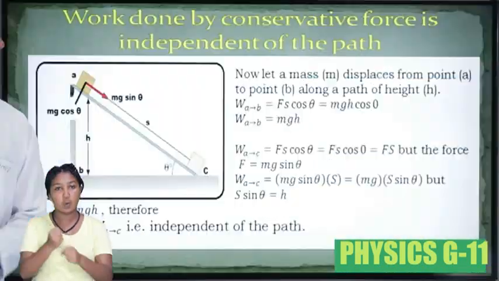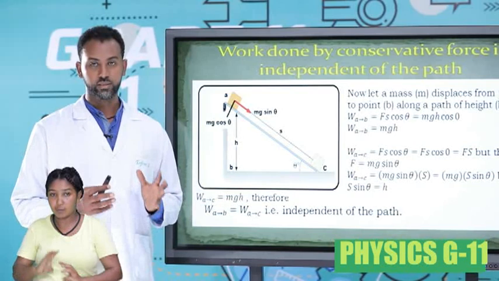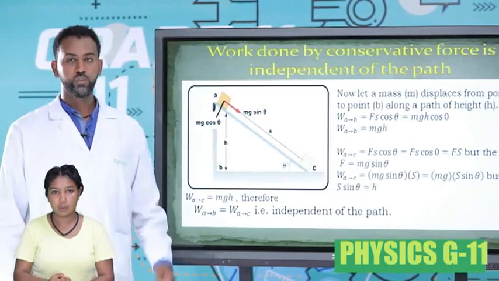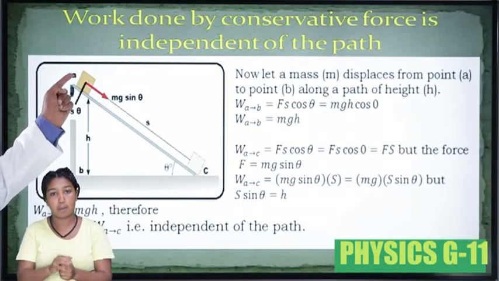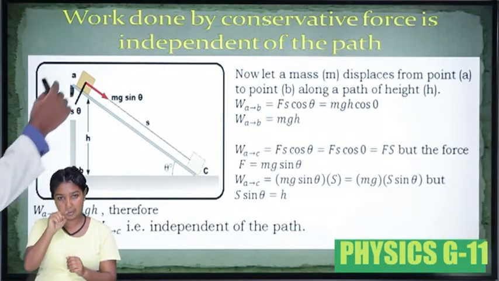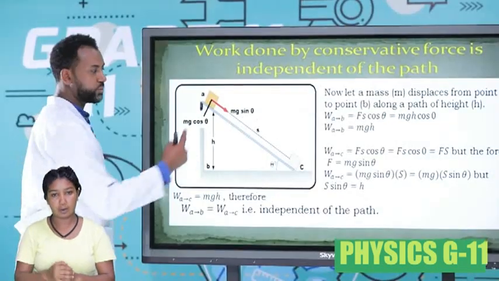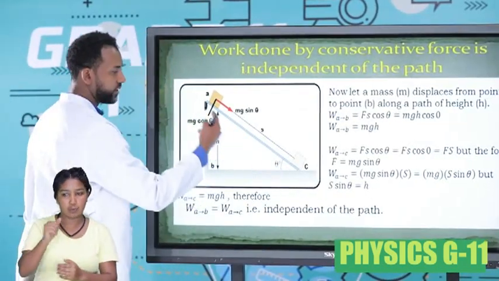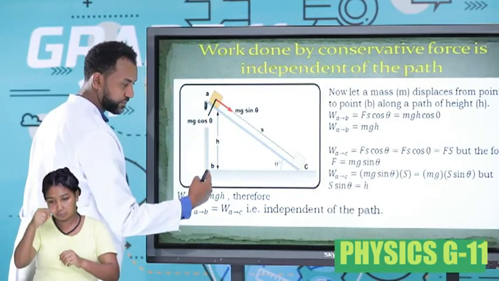Now let's see. The work done by a conservative force is independent of the path. We have said independent of the path. What does it mean by independent of the path? It's possible to take this mass from point A to B. You can take it from A to B, or it's possible to take it from A to C. There is a path. You can take this longer path or this path.